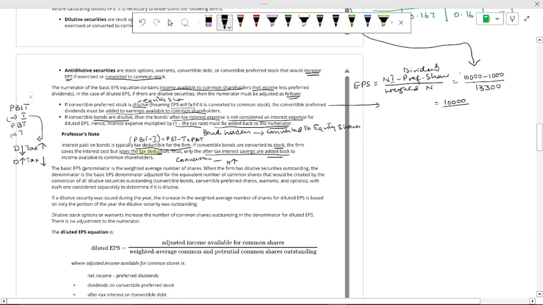The basic denominator is the weighted average number of shares. When the firm has dilutive securities outstanding, the denominator is the basic number adjusted for the equivalent number of common shares that will be created by the conversion of all dilutive securities, with each one considered separately to determine if it is dilutive. It means you have to take them one by one, as we have done in the previous case.